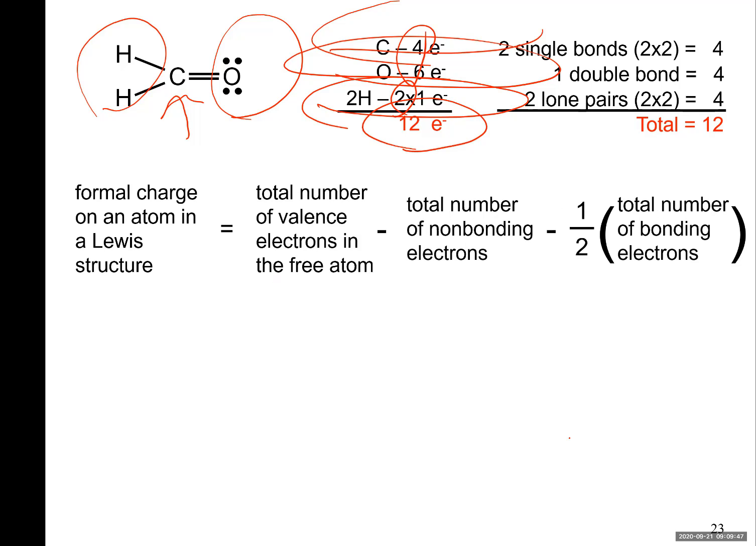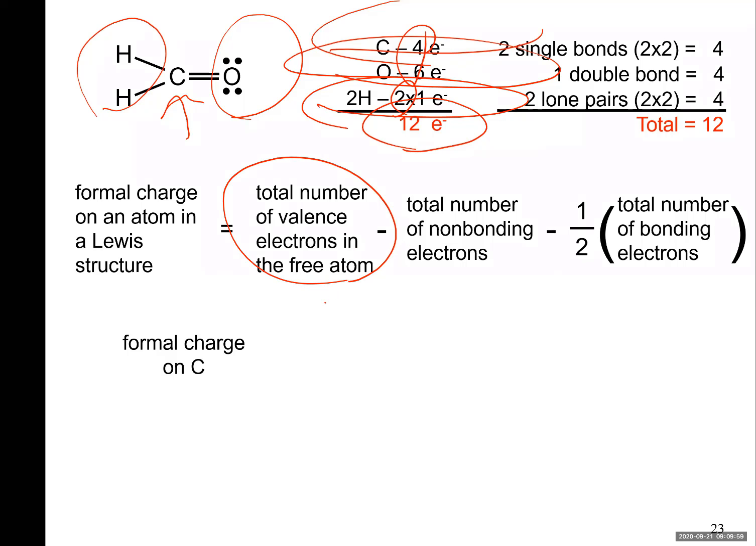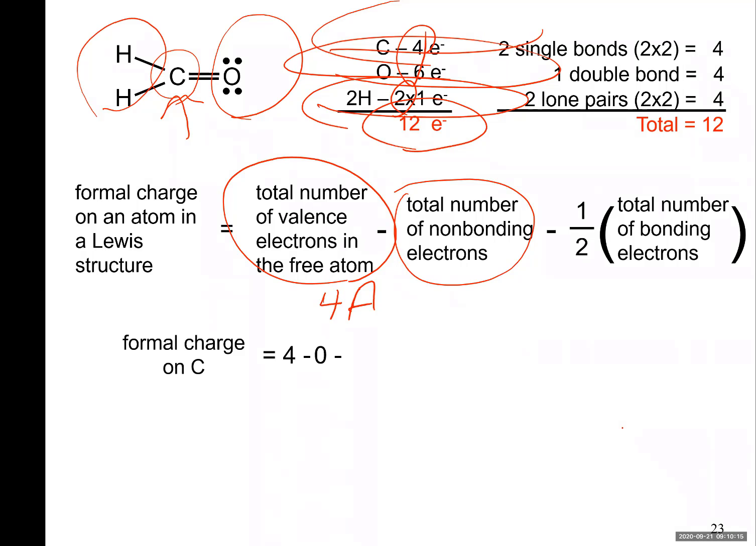And then I'm going to determine the formal charge on the atoms. Let's start with the formal charge on carbon, the same way we did before. Total number of valence electrons in a free atom of carbon: is it 4? Carbon is in group 4A. Can I say there are 4 electrons in carbon? Minus total number of non-bonding electrons on carbon. Do you see non-bonding electrons on carbon? No, so 0. Minus half of the total number of bonding electrons on carbon.